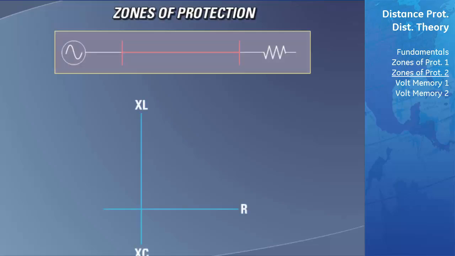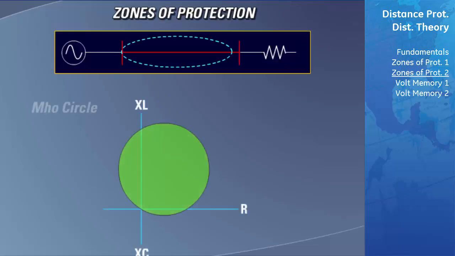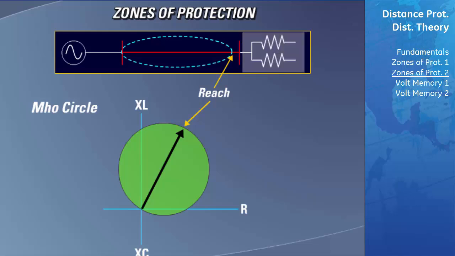Many advanced microprocessor-based relays, such as the UR D60, give the user the ability to further customize the shape of the Mho circle to meet their protection needs. For example, if this power system has instances where it can be heavily loaded, which may cause the impedance of the line to encroach into the Mho circle, the shape of the circle may need to be changed to not include this area in the zone of protection.